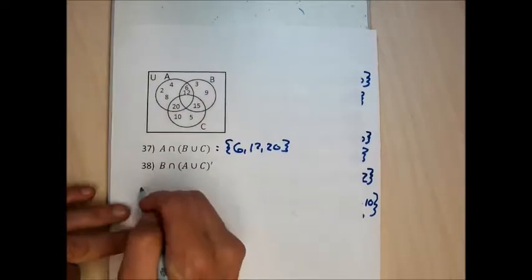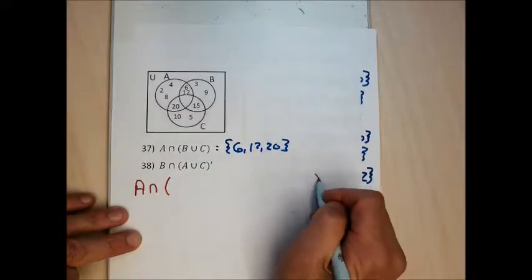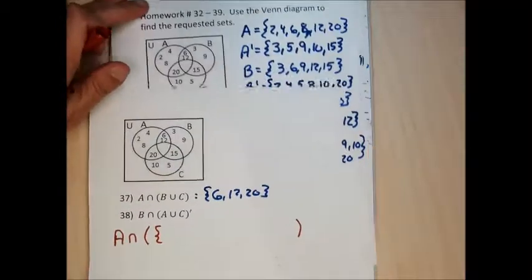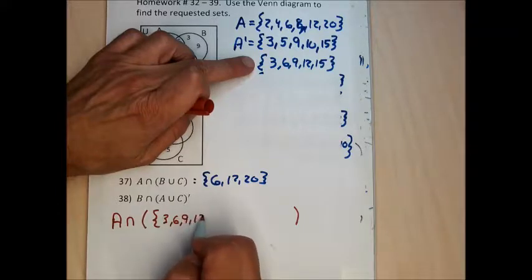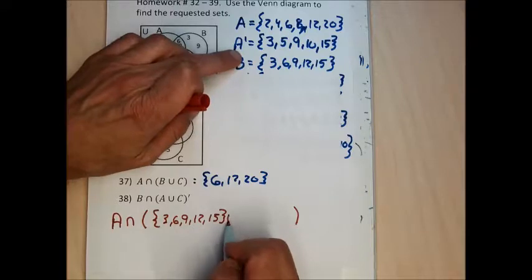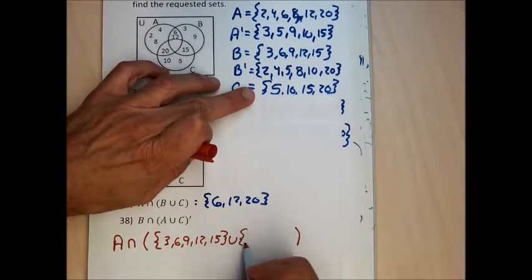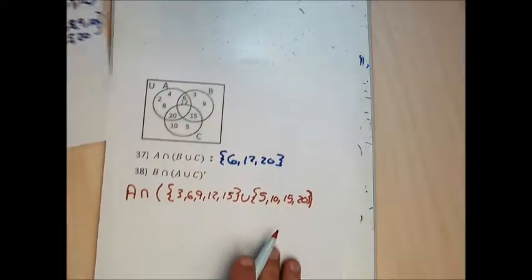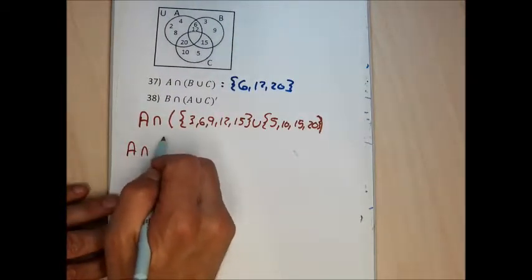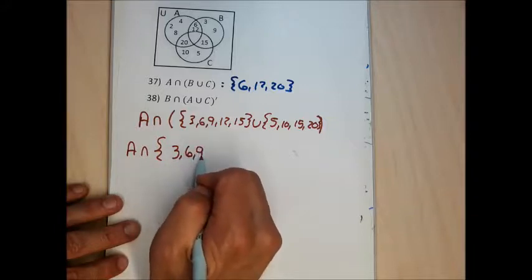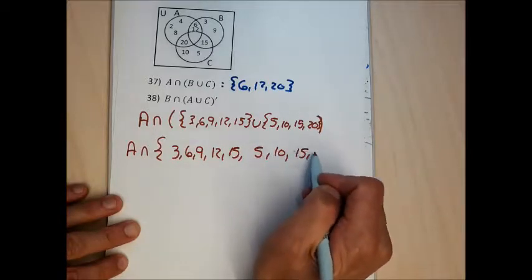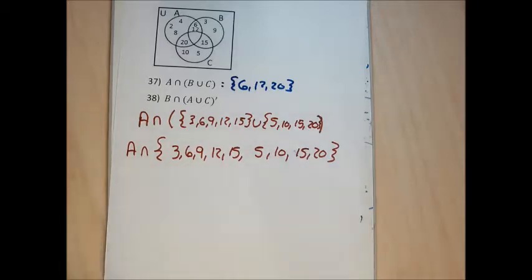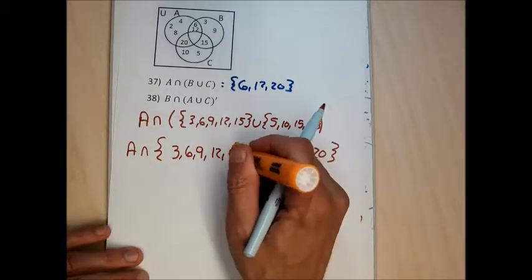So for 37, because of the parentheses, I need to do the parentheses first. Parentheses wants B union C. In place of the B, I'm going to put 3, 6, 9, 12, and 15. Then the union symbol, and in place of the C, 5, 10, 15, and 20. When I union those two sets, I get a big set that has all the numbers from the first set, 3, 6, 9, 12, and 15, followed by all the numbers from the second set, 5, 10, 15, and 20, in one big set. And I throw out any duplication. Where's the duplication here? There's two 15s.